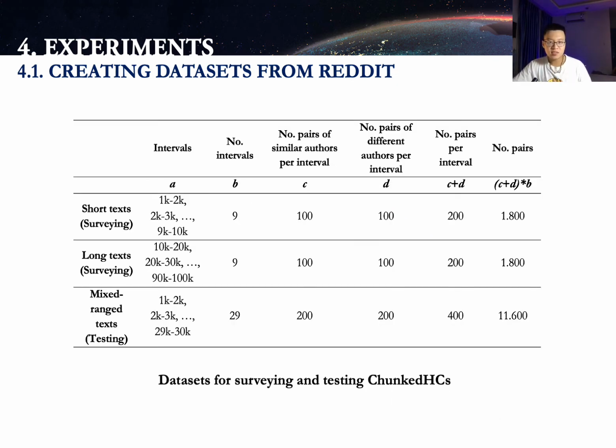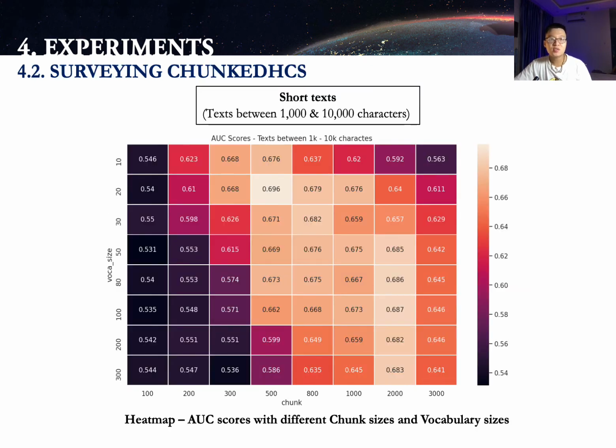Now we're going to create some datasets for surveying and testing. Surveying is going to have short text and long text, and testing is going to have mixed-range text. In our studies, short texts are considered to have less than 10,000 characters, and long texts more than 10,000 characters. For each interval, the number of pairs of similar and different authors is equal. Surveying ChunkedHC is to find the best combination of vocabulary size and chunk size, to have the best performance we could have for the testing.